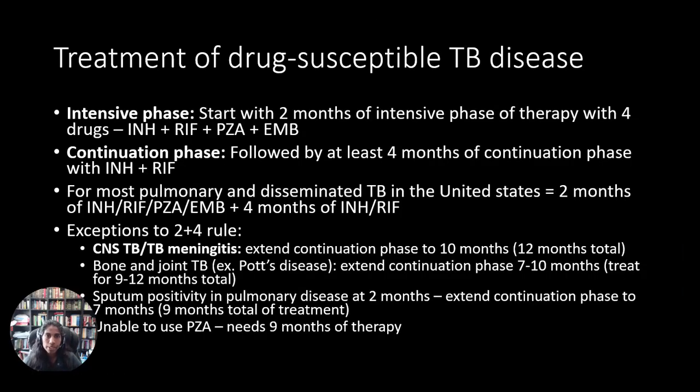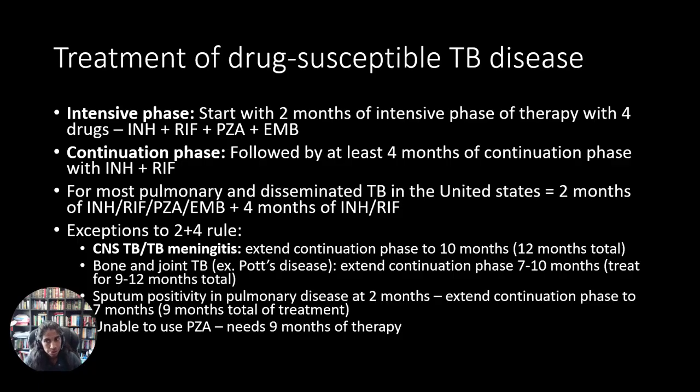Treatment of drug-susceptible TB disease generally follows a pattern of an intensive phase followed by continuation phase. This intensive phase is 2 months of 4 drugs, including INH, rifampin, pyrazinamide, and ethambutol. After these 2 months are over, we drop down to the continuation phase, which is at least 4 months of 2 drugs, INH plus rifampin. For most pulmonary TB and disseminated tuberculosis in the United States, we recommend 2 months of the intensive phase with INH, rifampin, pyrazinamide, and ethambutol, followed by 4 months of the continuation phase with isoniazid and rifampin.